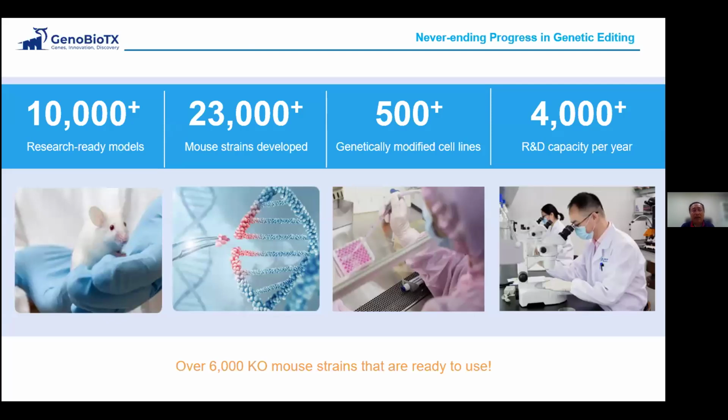As I said, we know that there's a lack of targeted knockout mouse models. For our company, we have over 10,000 research-ready models. Of those 10,000 models, there are over 6,000 knockout mouse strains that are ready to use. So if you have a special need for any target, we can provide those knockout mouse strains for you to do the immunization, so you can get your antigen-specific antibody development program done in 6 months. So we can provide homozygous mice mostly in 6 months.